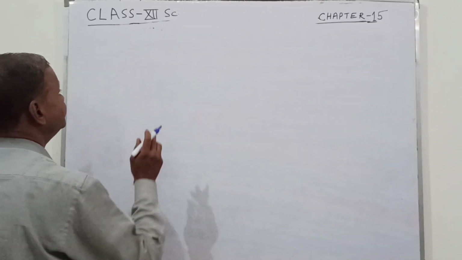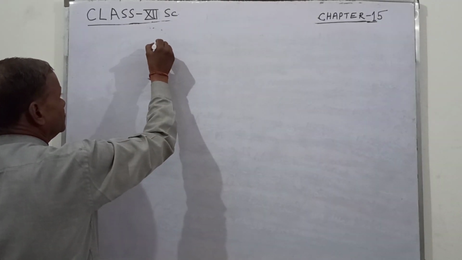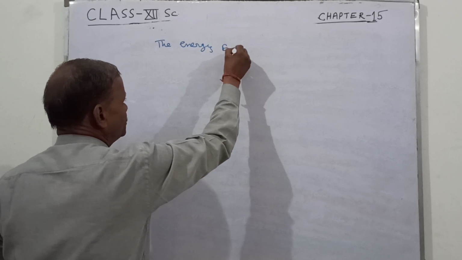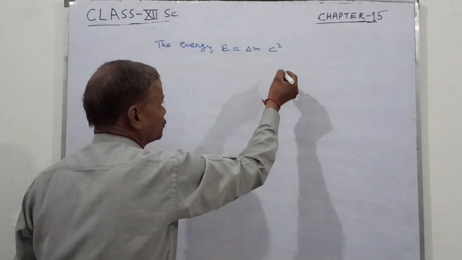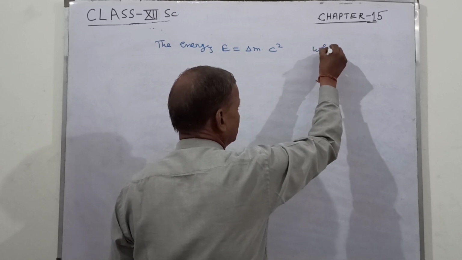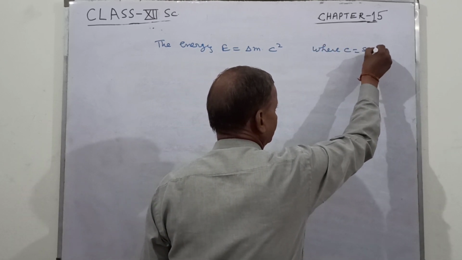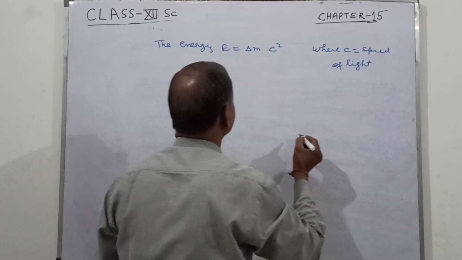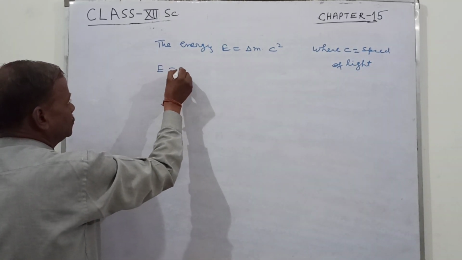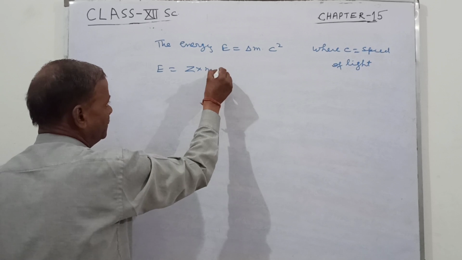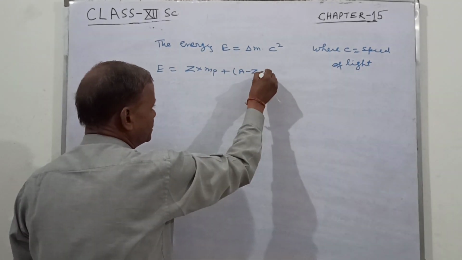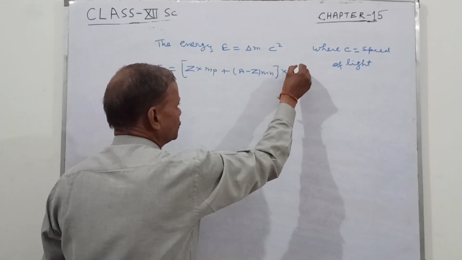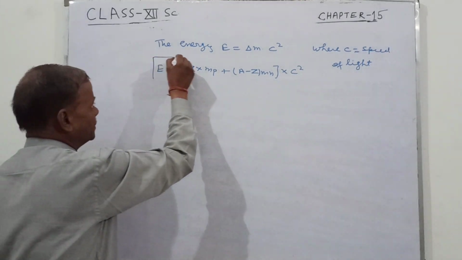So the energy E is equal to delta M into C square, where C is the speed of light, or E is equal to Z into Mp plus (A minus Z) into Mn minus M, into C square. This is the expression.